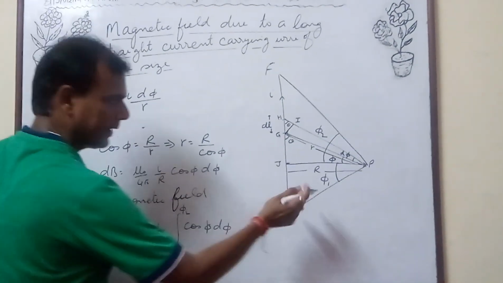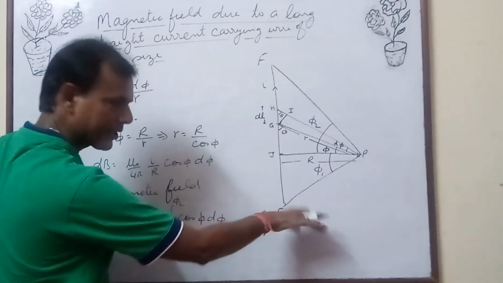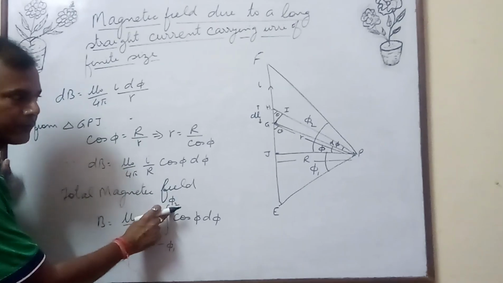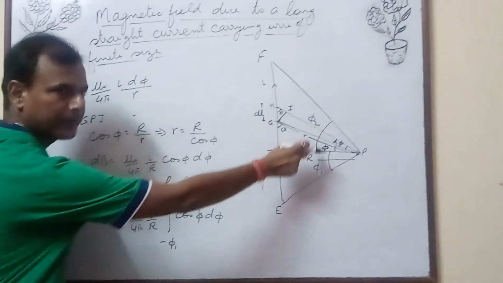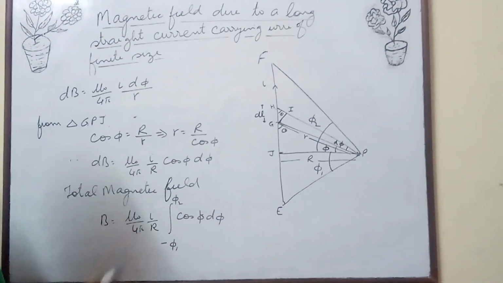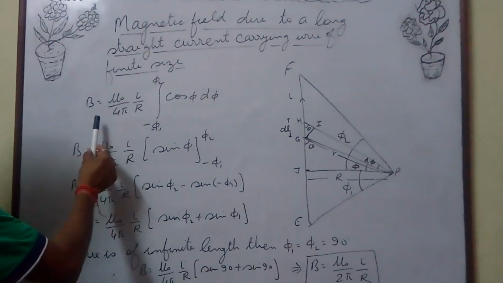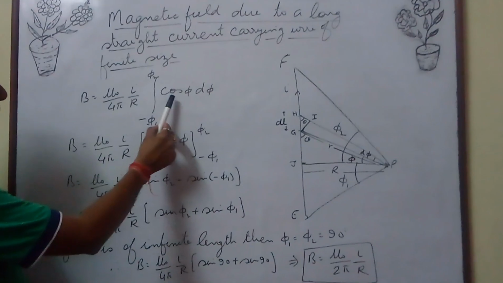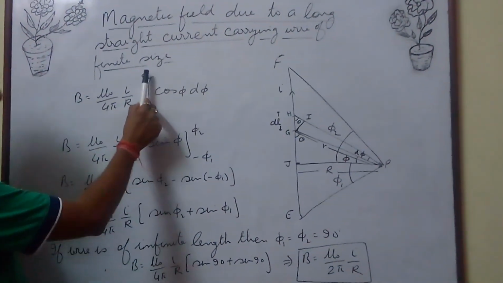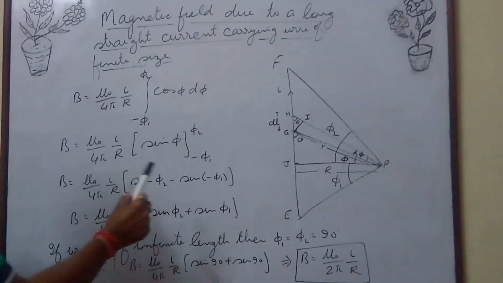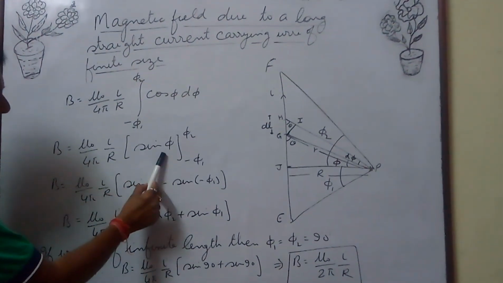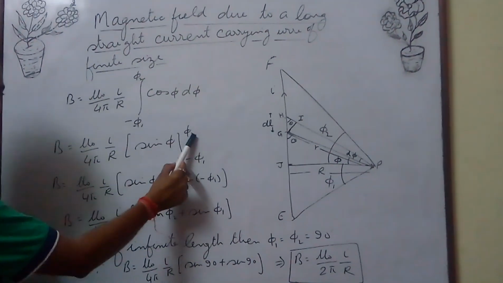Now you know it, when we take angle in the downward direction, it is taken as minus. The limit is from minus phi 1 to phi 2. Phi 1 angle and phi 2 angle. This is total magnetic field. B is equal to mu naught upon 4 pi I by r, cos phi from minus phi 1 to phi 2. Now integration of cos phi, it is sin phi. Integration of cos phi is sin phi, limits minus phi 1 to phi 2.